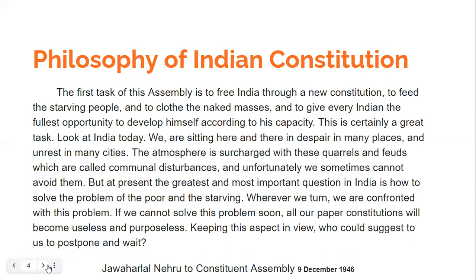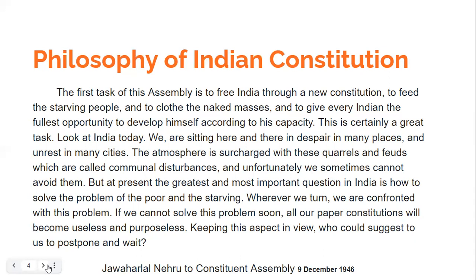Free not from the British yoke, but then what? To feed the starving people, to clothe the naked masses. Basically, roti, kapda, makan, that is what we say in Hindi. So the same thing is being said this way: to feed the starving people, to clothe the naked masses, and to give every Indian the fullest opportunity to develop himself according to his capacity. So this is certainly a great task. That is what he is saying to the Constituent Assembly.